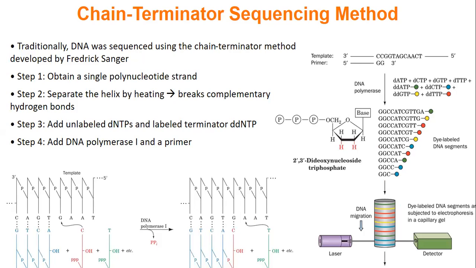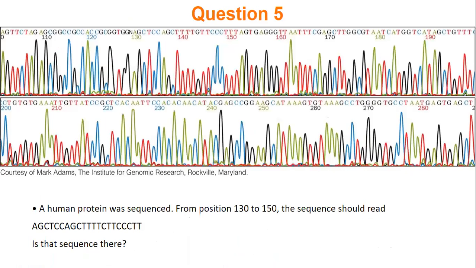Now, the Chain-Terminator sequence method is really just used for sequencing small DNA, 1,000 kilobases, not that big of a sequence, but it's still used today because it is fast and cheap, and it's good for a lot of laboratory experiments. So that's what we ended on Monday. And I showed you an image of what a real output from the Chain-Terminator sequence method looks like.